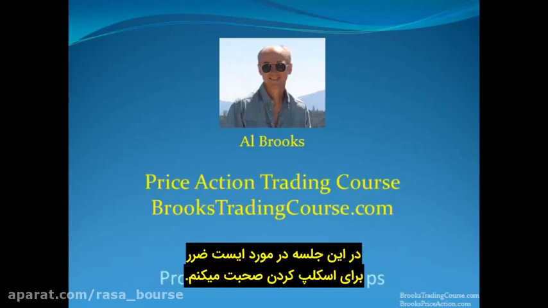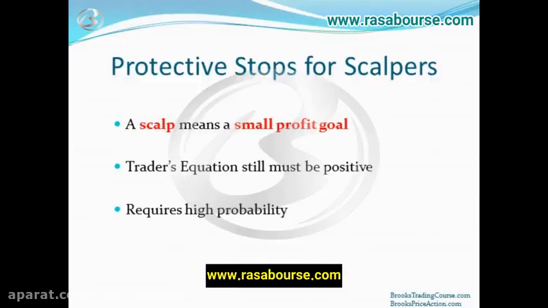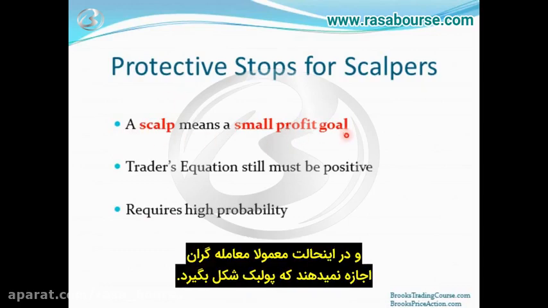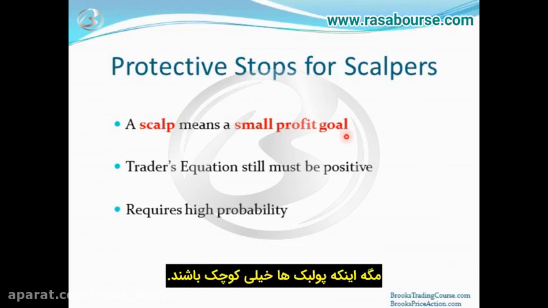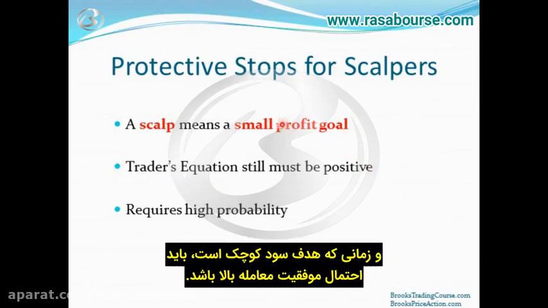The current module has to do with protective stops for scalping. Remember, scalp means a small profit target, and usually traders don't allow pullbacks, except maybe a small pullback. To take a scalp trade, the trader's equation still must be positive. If you're going for a small profit, you need a high probability trade.